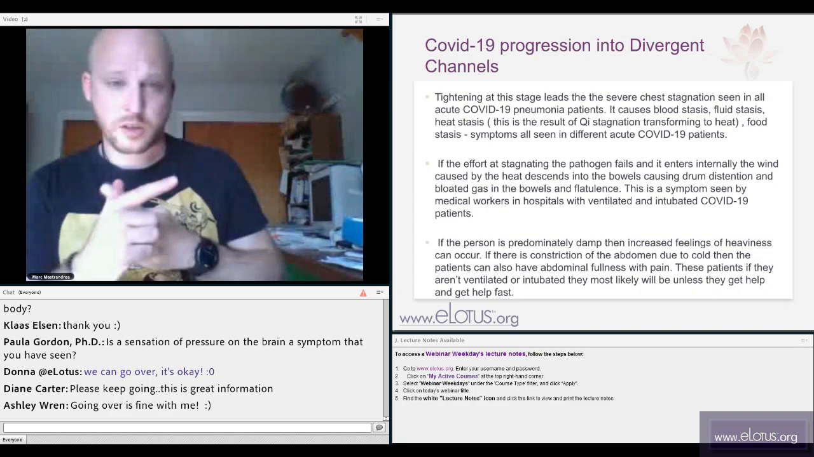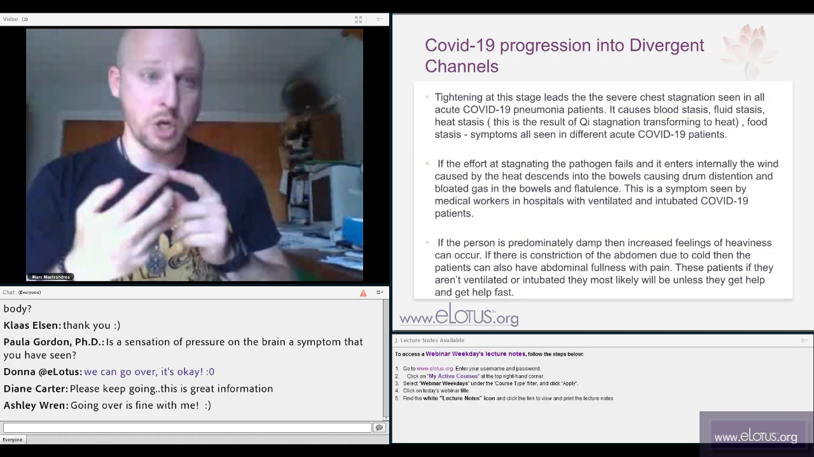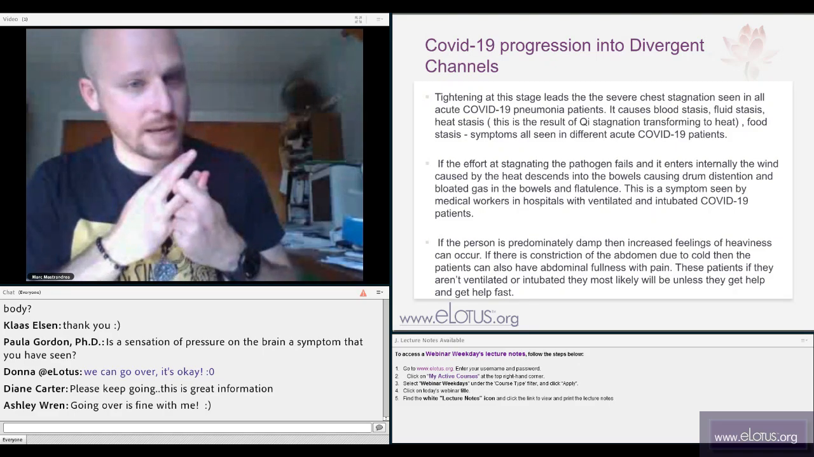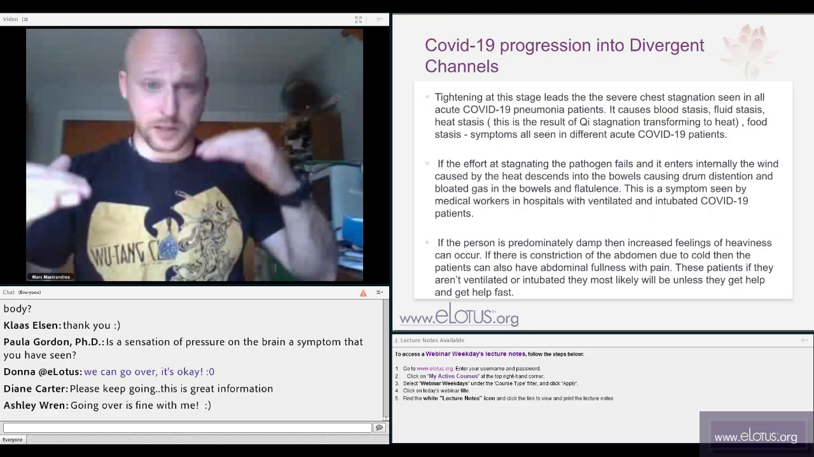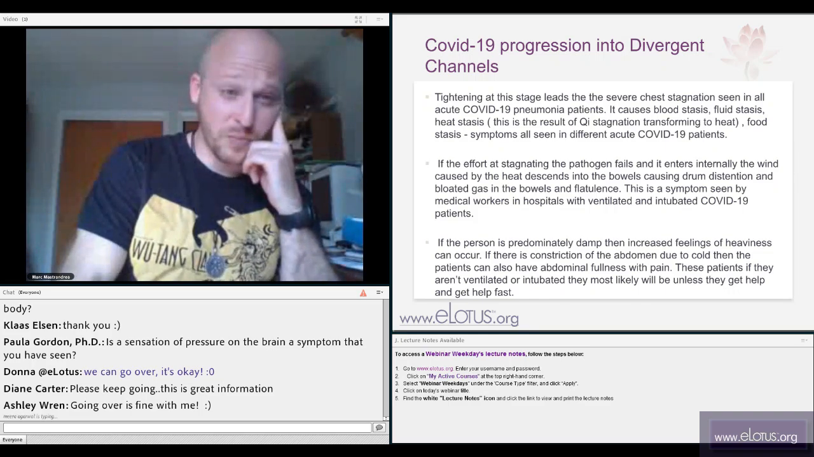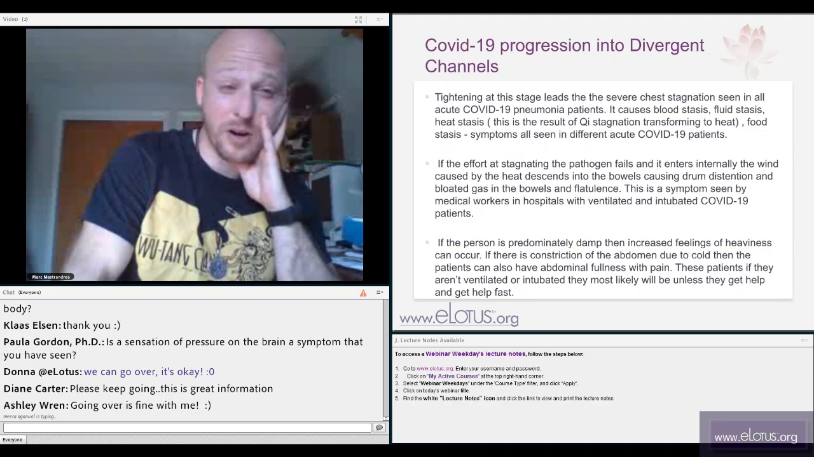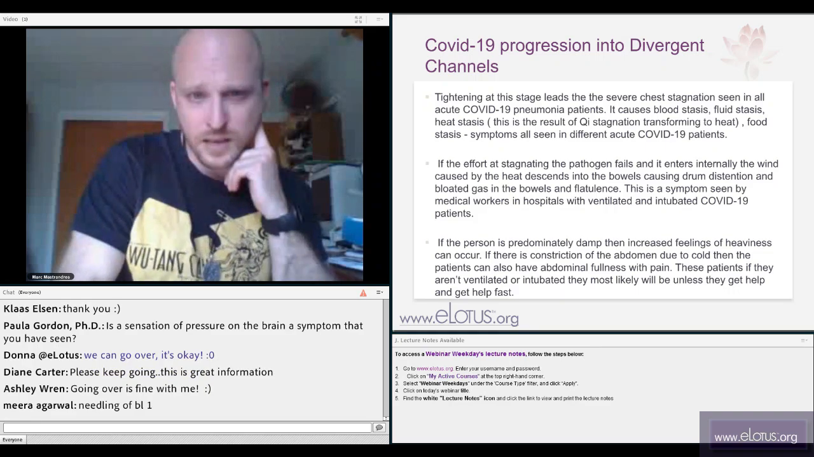So you're going to see fluid stasis. You're going to see heat stasis. This is a result of chi stagnation transforming to heat. You're going to even see food stasis if they're eating, right? But at different levels, you can see these things. For example, you can see food stasis at the stomach and spleen level. You can see it at the small intestine heart level. You can see it even at the Sanjiao pericardium level. They're probably not going to be eating much better.